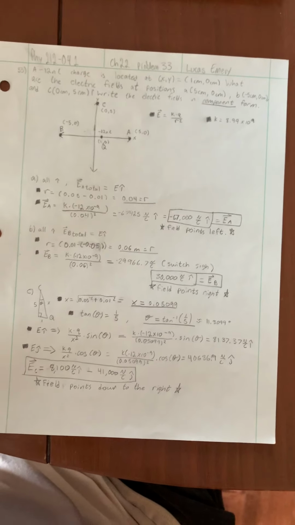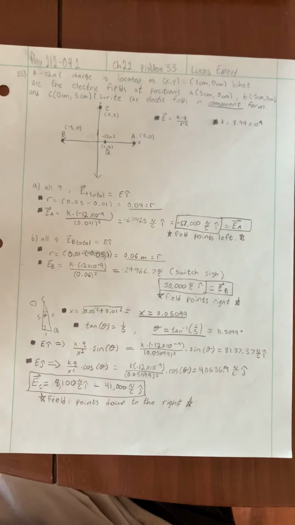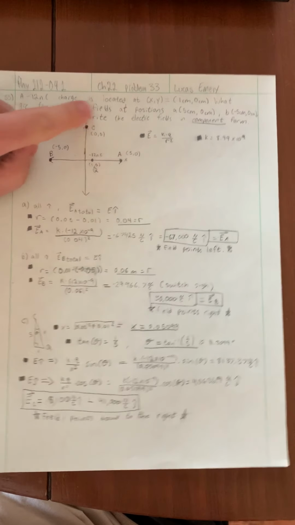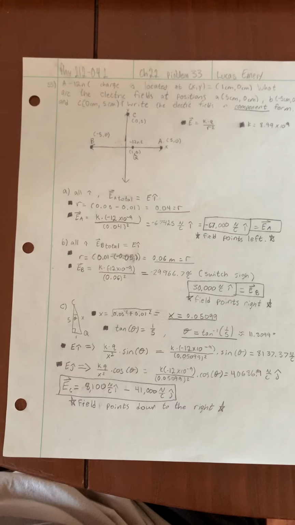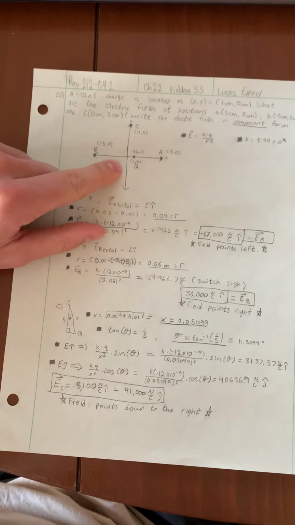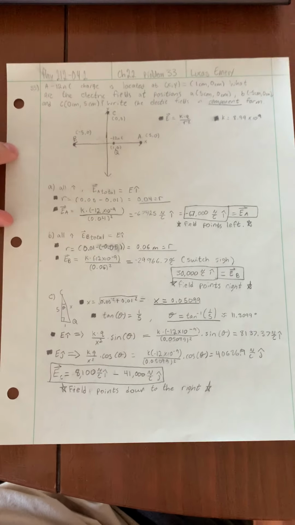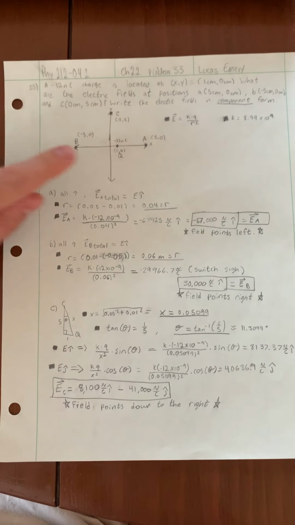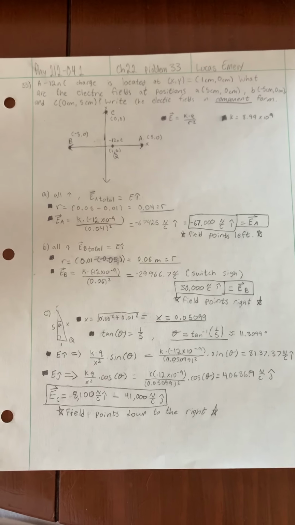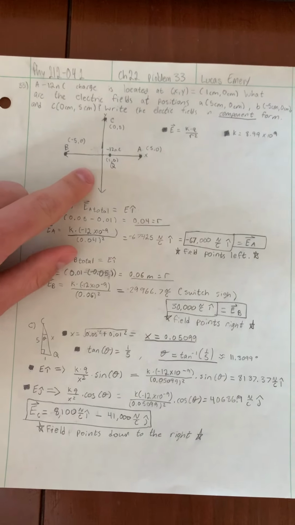Hello, I am Lucas Emery, and my problem for this practice is chapter 22, problem number 33. It is about a negative 12 nanocoulomb charge placed at (1, 0), and I have to find the electric field at A, B, and C, and answer that in component form. So this is the graphic that I drew.